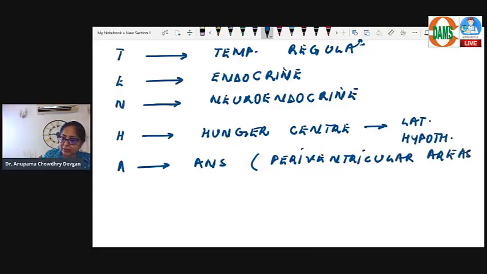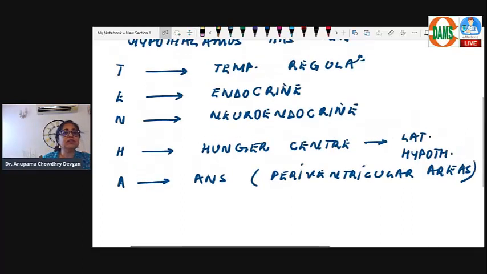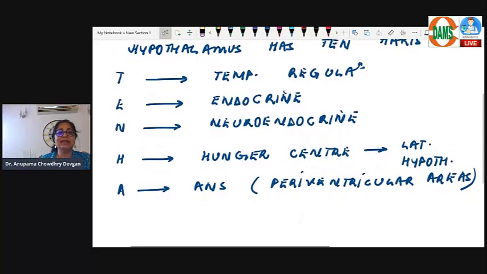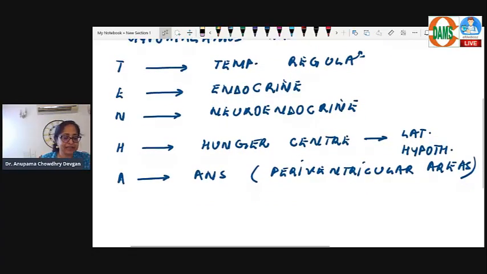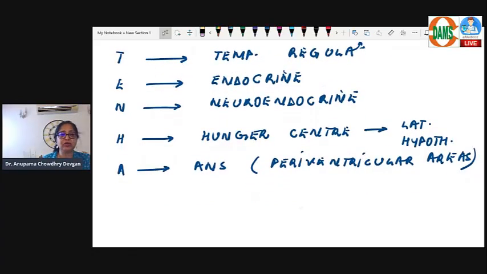We are doing the hypothalamus. Yes, I'm discussing with you what the functions of the hypothalamus are. One small mnemonic says hypothalamus has got 10 hearts. T for temperature regulation, E endocrine, N neuroendocrine function. H is hunger center. Which part of the hypothalamus is the hunger center? Lateral hypothalamus. A, autonomic nervous system. Which part of the hypothalamus controls it? The periventricular areas. R, rage center.